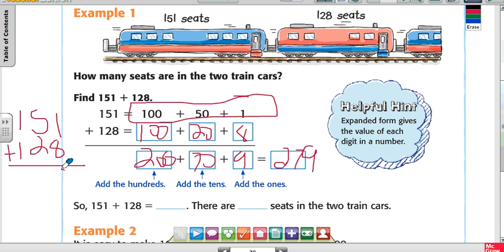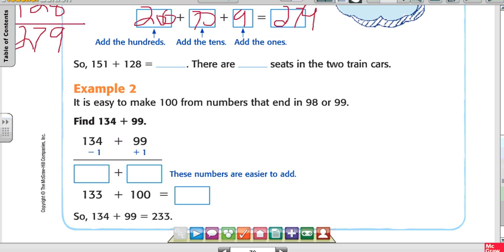1 plus 8 is 9. 5 plus 2 is 7. And 1 plus 1 is 2. And there are multiple ways to do a problem. So again, 151 plus 128 is 279. So how many seats are in the 2 cars? 279.